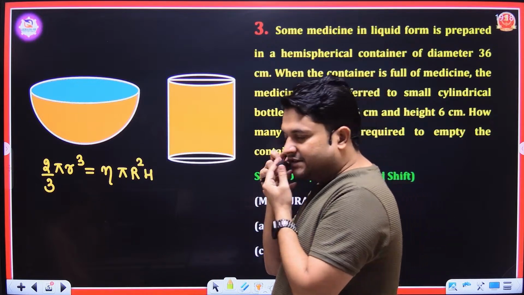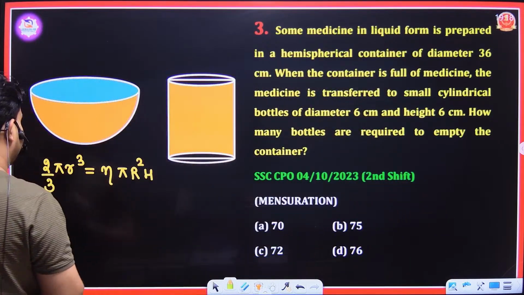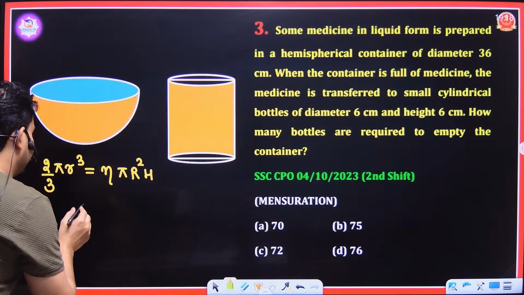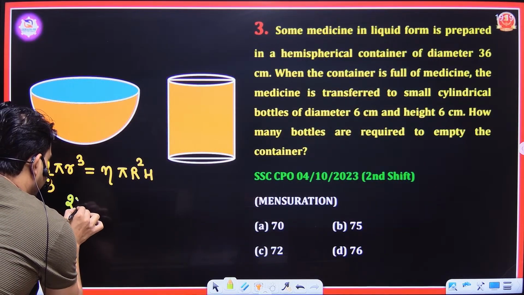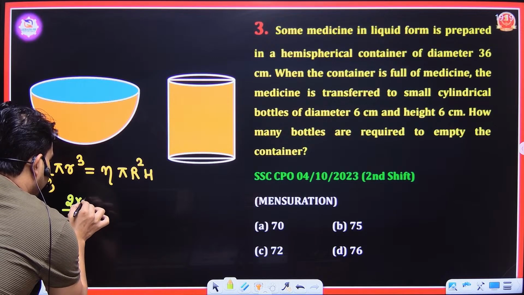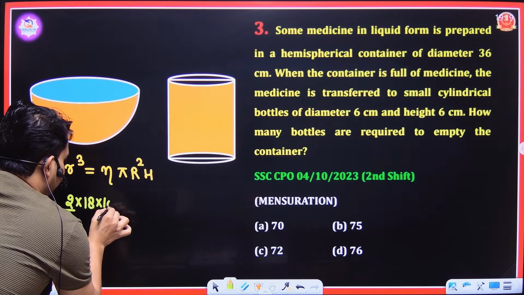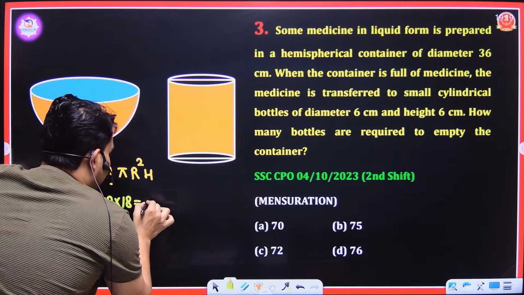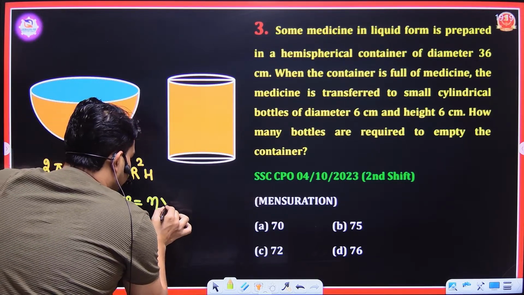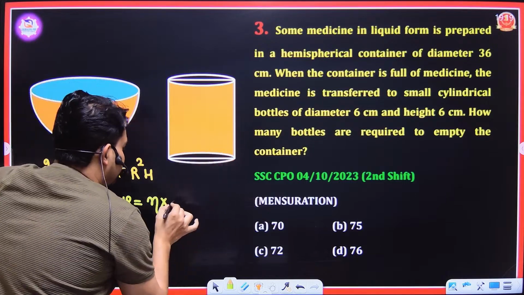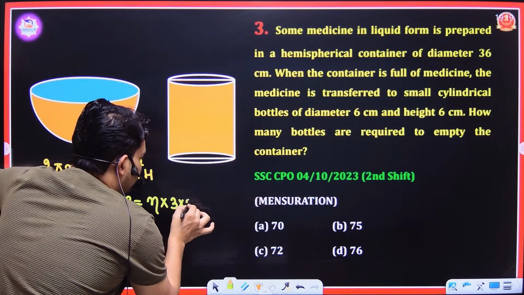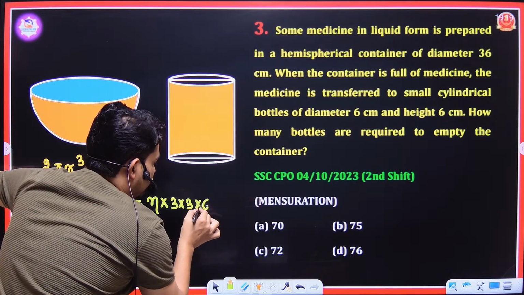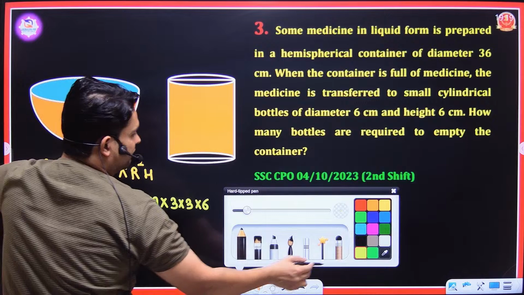The value of pi is 22 by 7. This will be cancelled out. And here the diameter of the bowl is 36. It means its radius is 18. I will write 2 into 2 by 3 into 18 into 18 into 18 is equal to, pi will be cancelled out, n is the number of cylinders, into diameter of the cylinder is 6, its radius will be 3 into 3, and height is what? Height is 6 centimeter. So I have to cancel out all the things to find out the value of n.